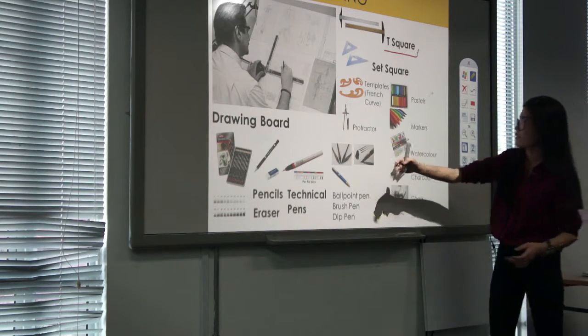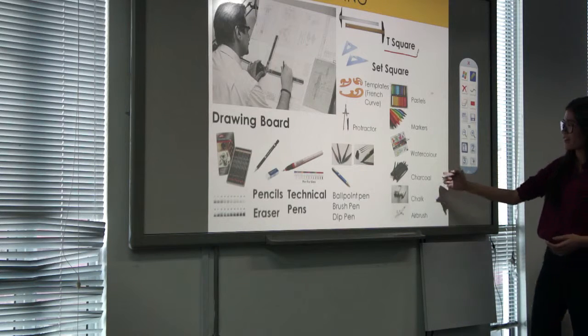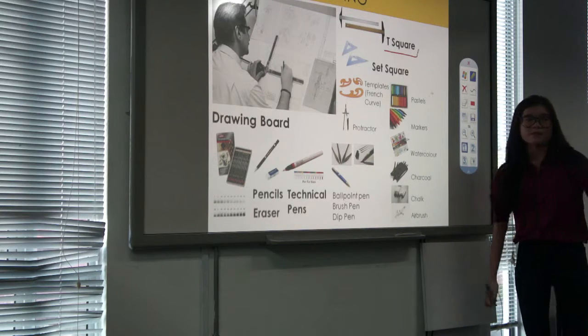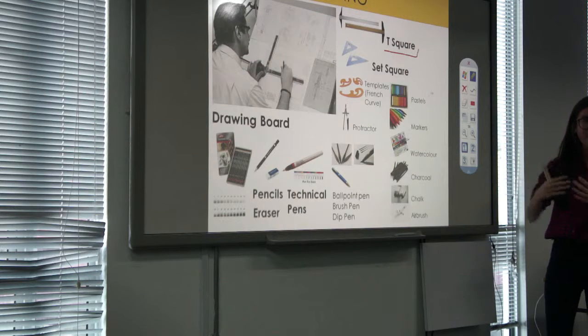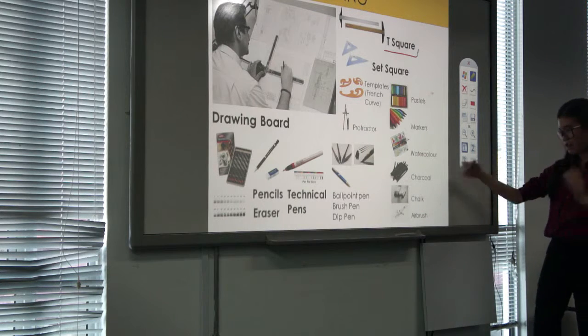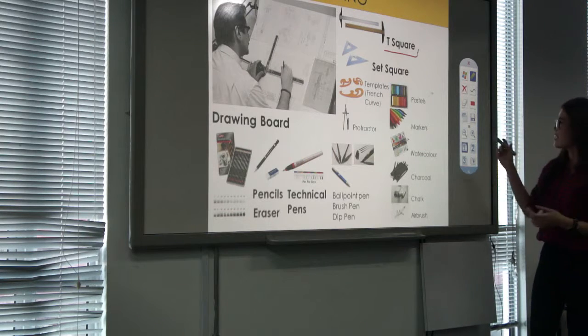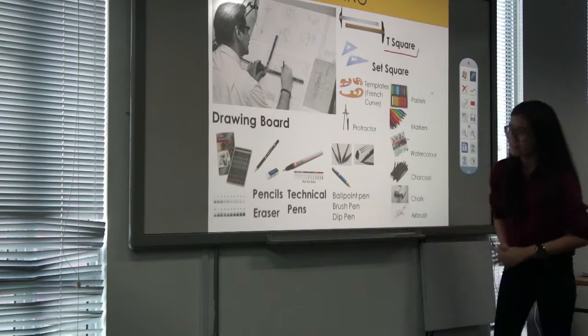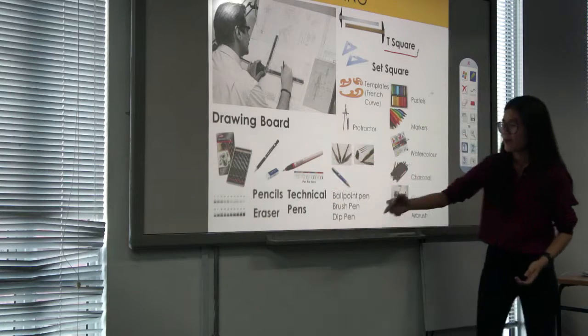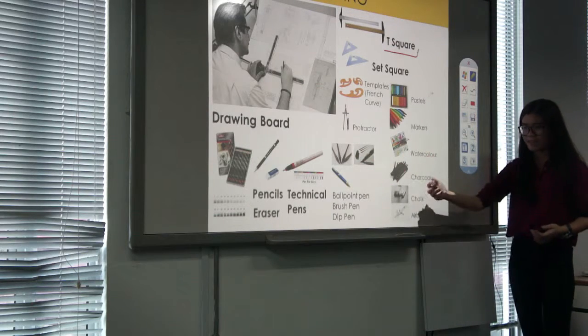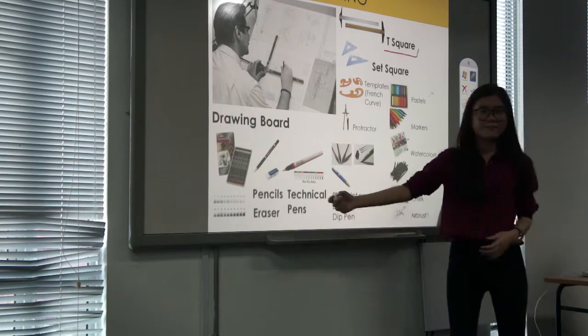And then we have protractors, pastels, markers, watercolors, and charcoal pens. Charcoal pens are basically used to create patterns and pronouncing. And we have chalk and airbrush. Airbrush is like a gun thing. Then we have lots of pens, for example pencils, technical pens, ball pens, brush pens, and ink pens. Last but not least, eraser.